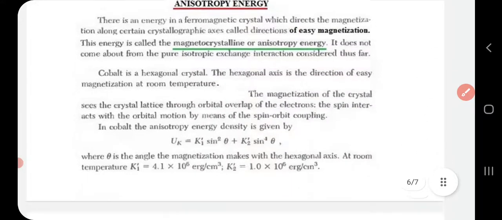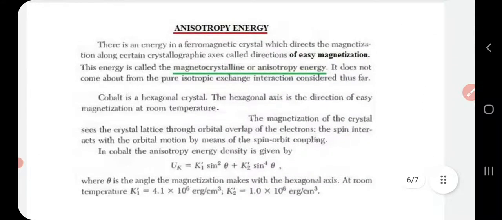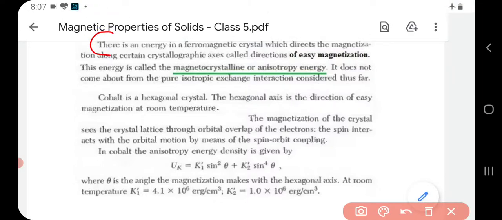Now, anisotropy energy. There is an energy in a ferromagnetic crystal which directs the magnetization along certain crystallographic axes, called directions of easy magnetization. This energy is called magnetocrystalline or anisotropy energy. It does not come from the pure isotropic exchange interaction considered thus far. So just study this. What is meant by anisotropy energy?